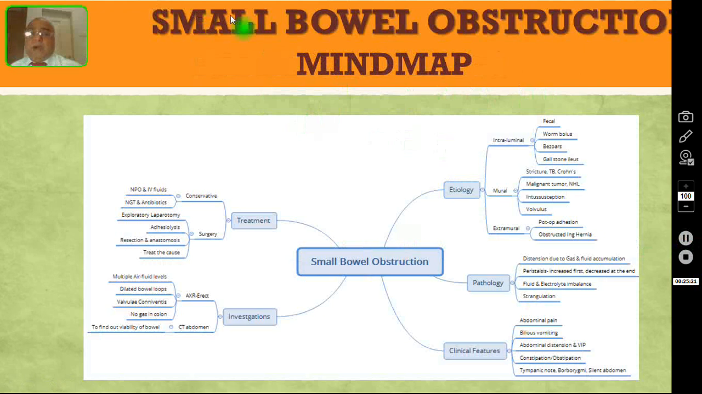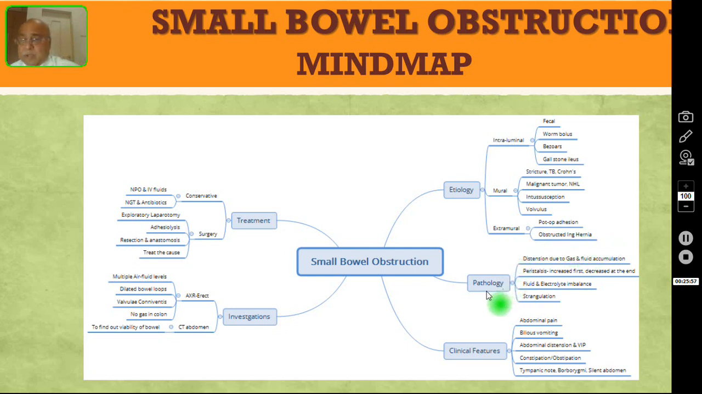This is the mind map for small bowel obstruction. So etiology: intraluminal causes, fecal matter inside, worm bolus obstruction, bezoars like trichobezoar and phytobezoar, gallstone ileus. Mural causes: stricture because of TB or Crohn's, or malignant strictures like NHL, that is non-Hodgkin's lymphoma, intussusception and volvulus. Extramural, okay, post-op adhesion and obstructed inguinal hernia.